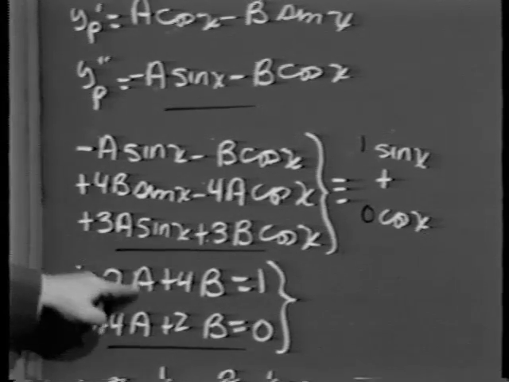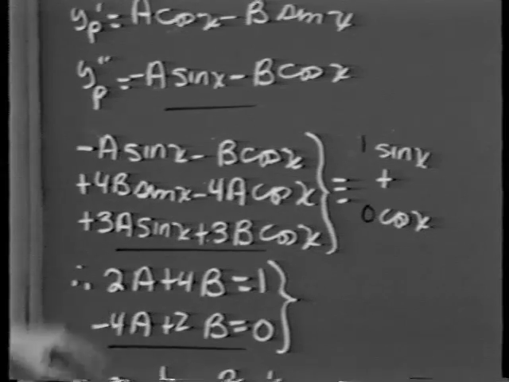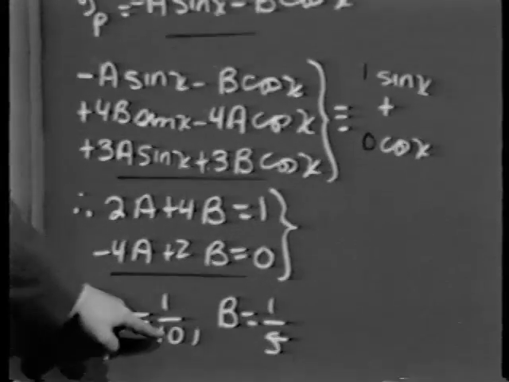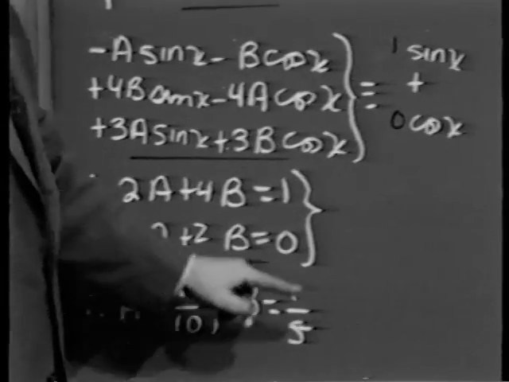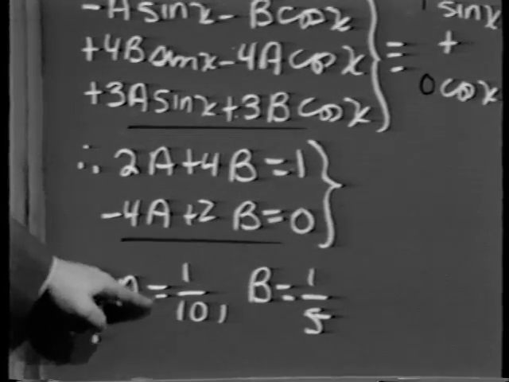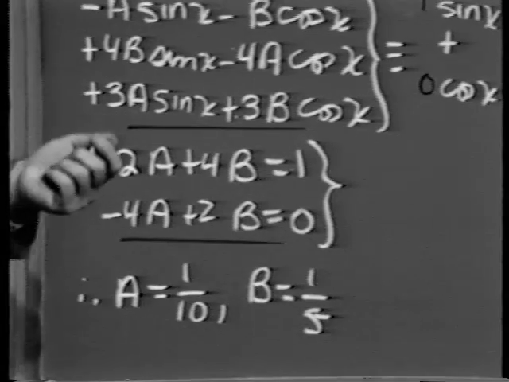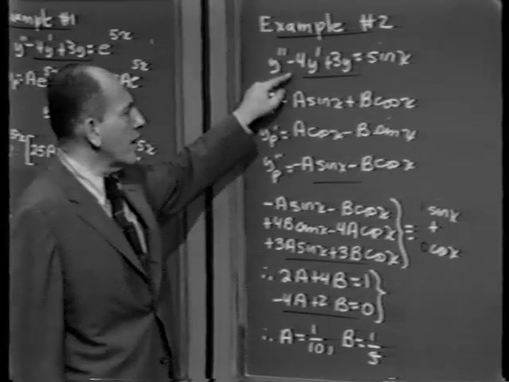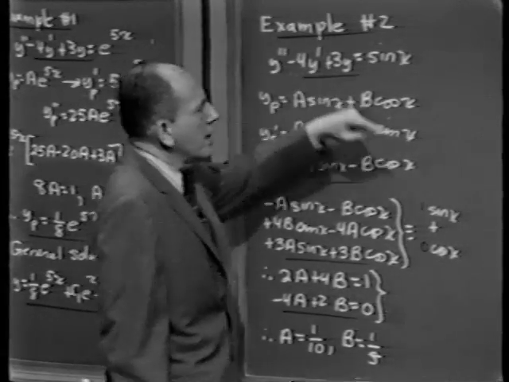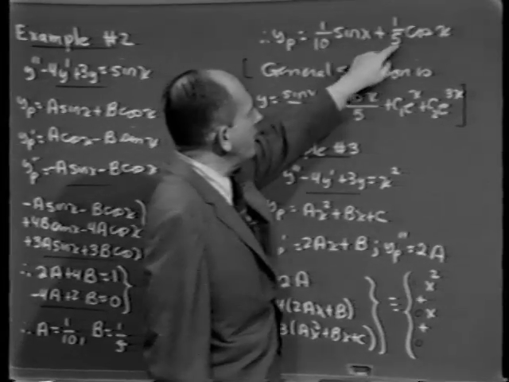In other words, if there are values of a and b that give us a solution, it must come from this pair of simultaneous linear equations, and the solution of this is simply a equals 1/10 and b equals 1/5. And a trivial check shows that if we let a be 1/10 and b equal 1/5, that we do get a particular solution to this differential equation. In other words, a particular solution of this equation is y sub p equals 1/10 sine x plus 1/5 cosine x.